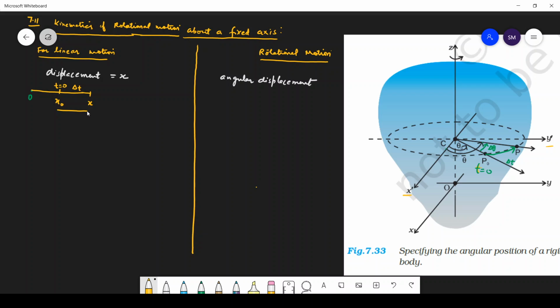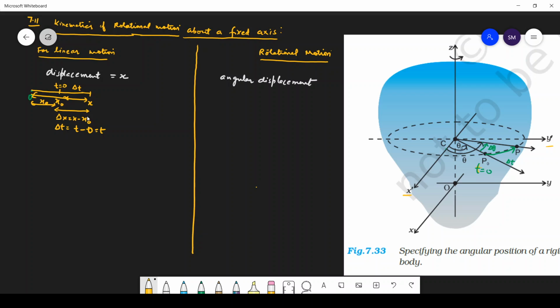So what's our displacement here? Here our displacement delta x is equal to x, this is your x, and this is your x naught. So displacement is x minus x naught. And what is delta t? You can write delta t as time t minus t naught, where t naught is 0 here, so you can write it as t.